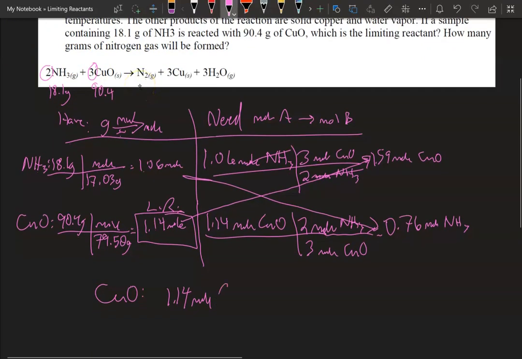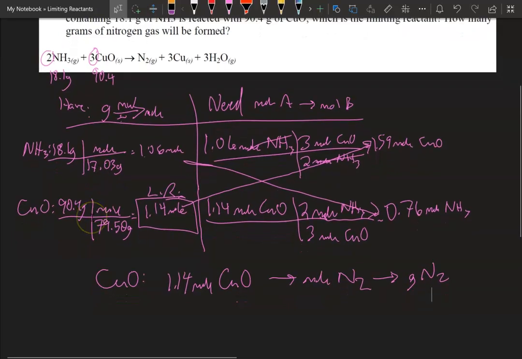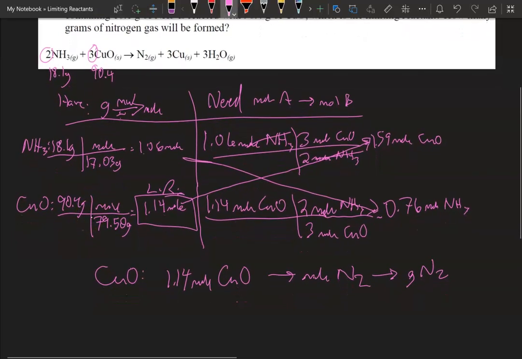To do this, you're going to take the moles of CuO, convert that into moles of N2, and then convert that into grams of N2. This will be the roadmap that we use here. The moles to moles uses the mole ratio, and then you multiply by the molar mass to get the grams of nitrogen gas.